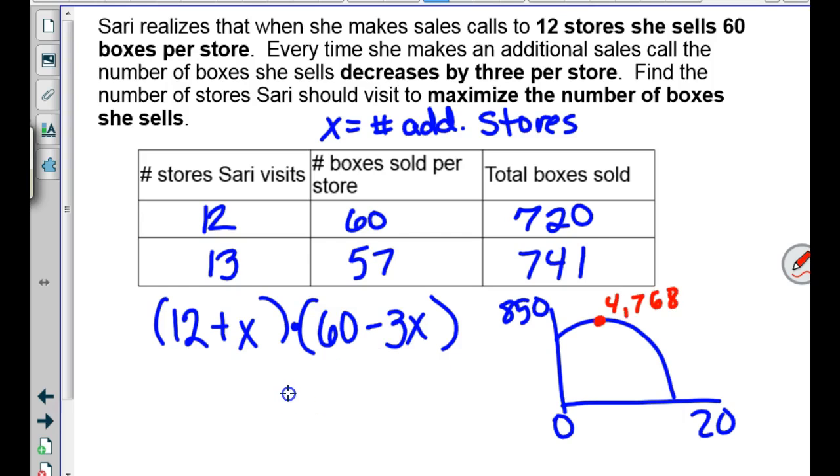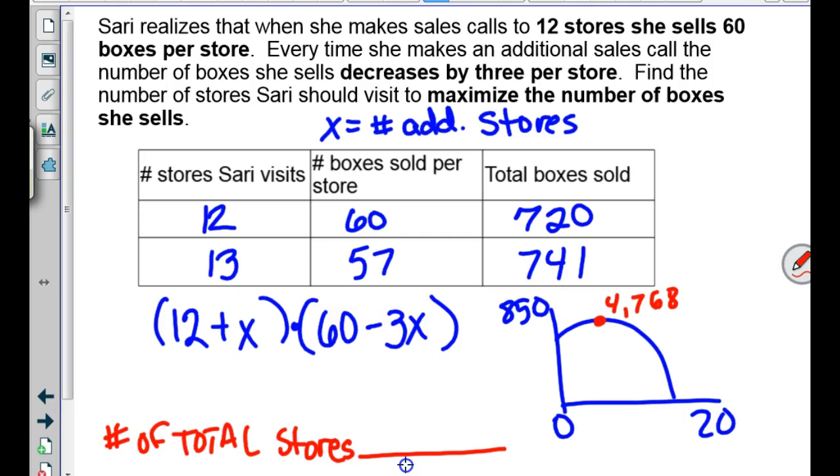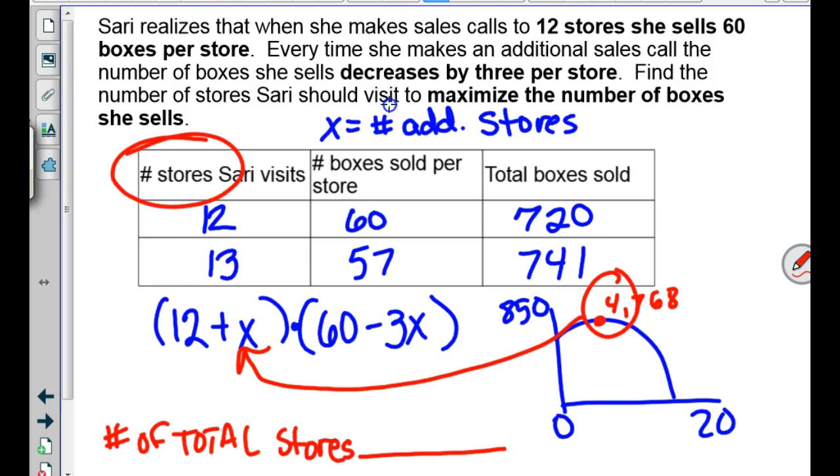I don't remember. Yeah. But the question will have a blank that says find the number of total stores, and then it will say blank, okay? Because I'm trying to give you a hint: what do you have to do with this 4 number? Yeah, you have to plug it back in here, because the number of stores she should visit to maximize the number of boxes should be 12 plus 4, or 16 stores. Okay?